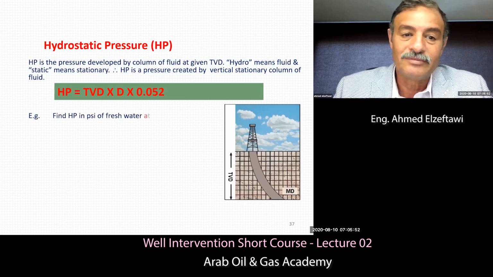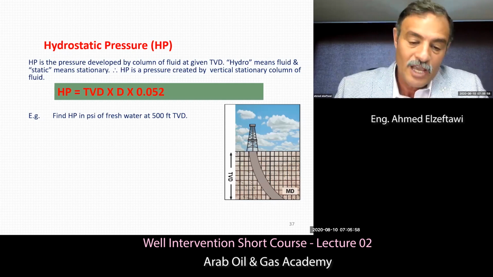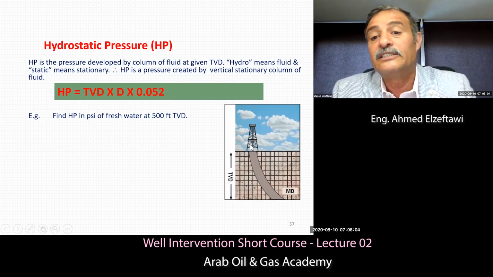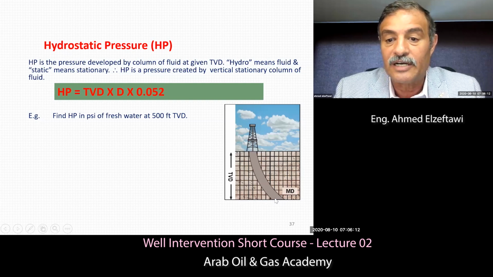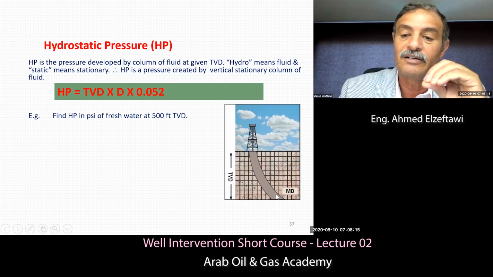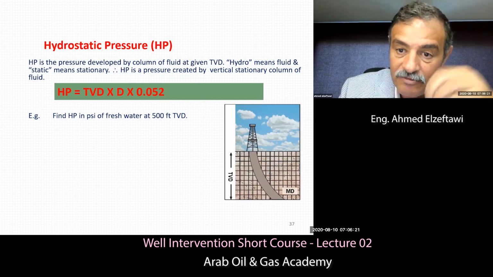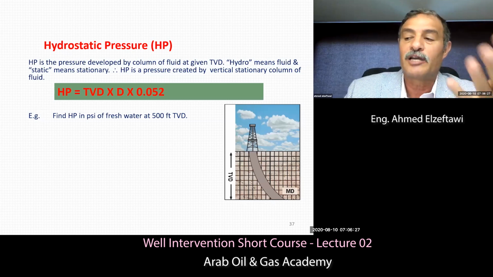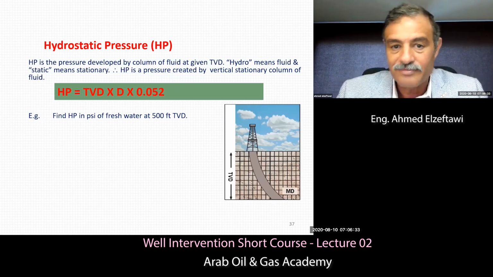So in this example, find the hydrostatic pressure of fresh water at 500 feet. If you look at this drawing, here we have a well that we drilled, but we didn't drill it vertically. You see, it has an inclination. If we need to calculate the hydrostatic pressure here at the bottom, we don't care how many feet of pipe we run. We care about this, TVD, the true vertical depth. So the measured depth might be 10,000 feet, but the true vertical depth is only 7,000.